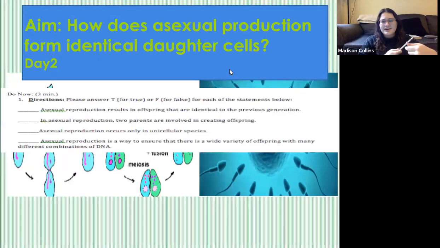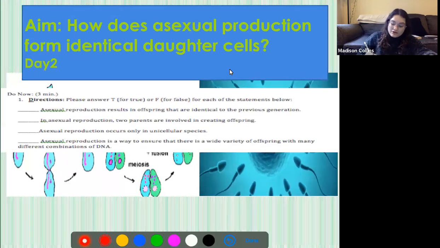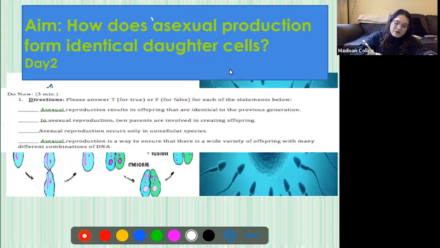Today we're talking about how asexual reproduction forms identical daughter cells. So we know a few things about asexual reproduction, okay? We know that there's one parent involved, and we also know that because of that, it's going to produce genetically identical offspring.